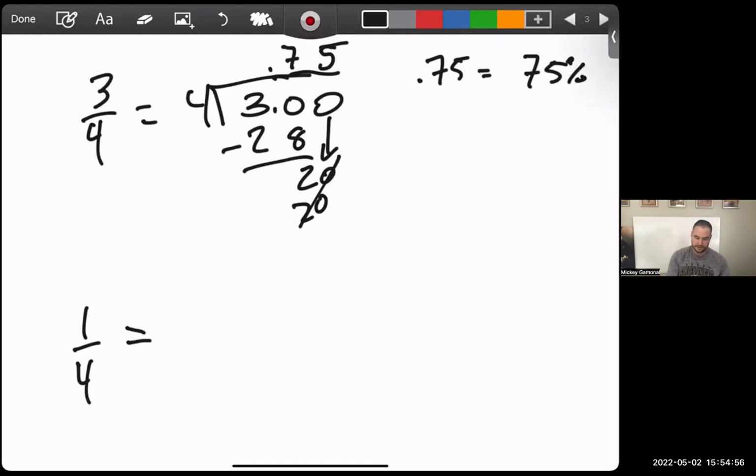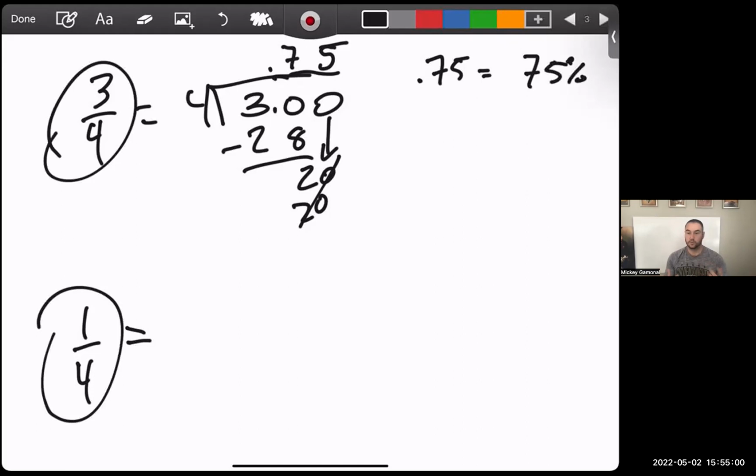1/4 is going to be the other side of that. So if we did 3/4 and 1/4, that should give us 1 whole if we combine those two. If I have 3 pieces of Kit Kat here and 1 piece of Kit Kat here, that's going to give me a full candy bar. So 3/4 plus 1/4, therefore I should have 75% plus 25%. Let's find out if that's true.